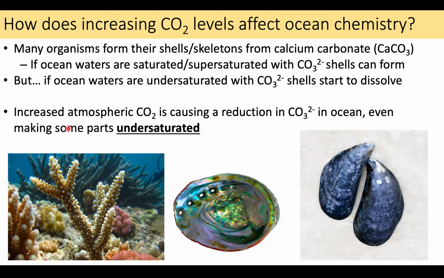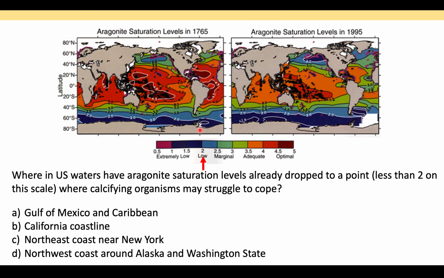However, when the waters are undersaturated or we don't have enough carbonate, the shells actually start to dissolve. So an increase in our atmospheric CO2 causes a reduction in the carbonate available in the ocean due to this acidification. This makes parts of our ocean water undersaturated, meaning not only will new organisms not be able to make shells and skeletons, but it is actually going to dissolve the shells and skeletons there. So a lot of organisms would not be able to live in these undersaturated conditions.